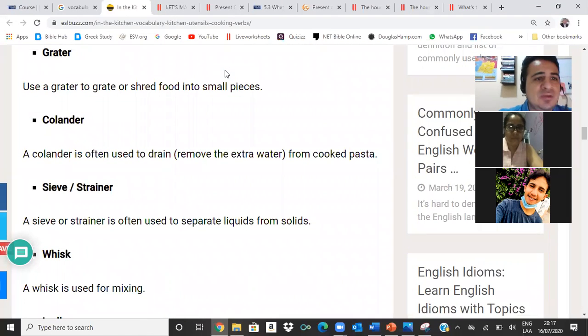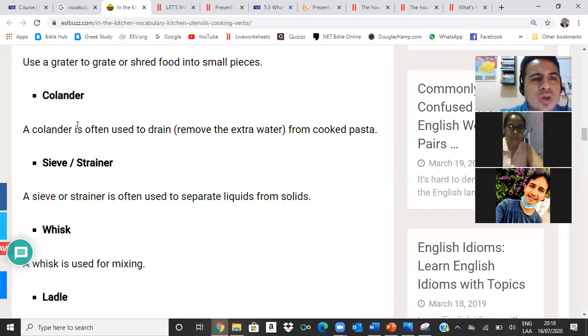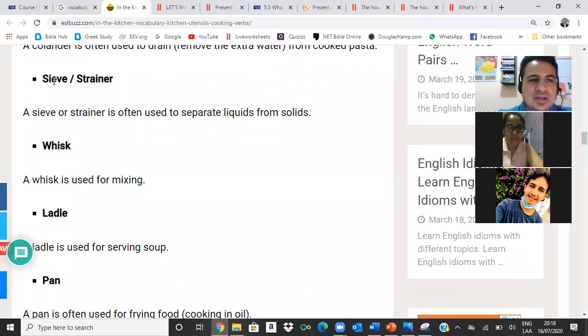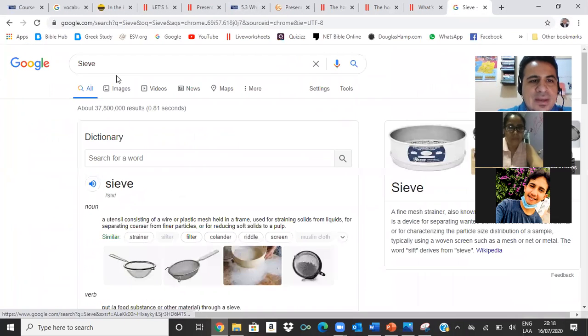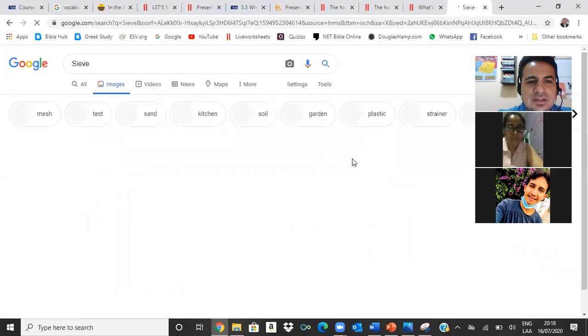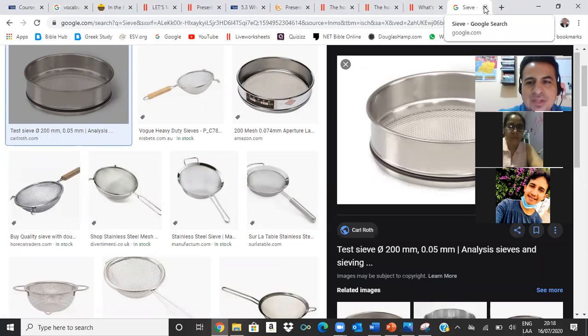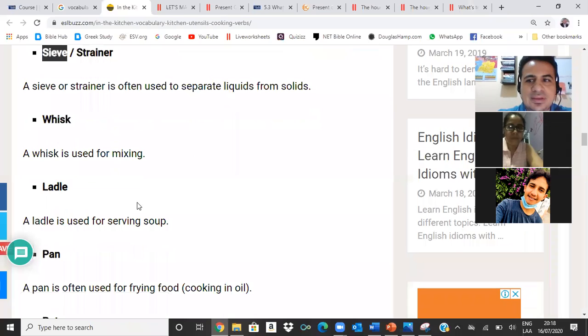Espero que están aprendiendo bastante vocabulary, right? Because this is important. Colander. Colador. Colander. All right. A sieve or a strainer is often used to separate liquids from solids. Eso no sé qué es. So let's look it up. En otros países usan esto. Yo honestamente nunca lo usan. Tal vez las personas que hacen cakes. Es como un colador, pero diferente. La gente que hace pasteles, right? Tal vez. Whisk.